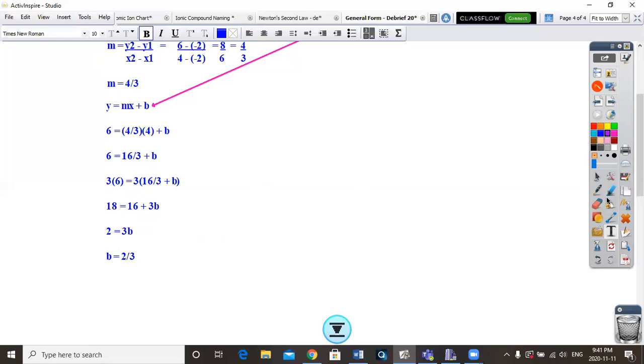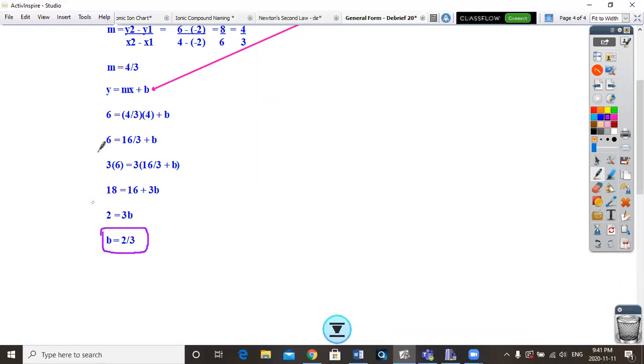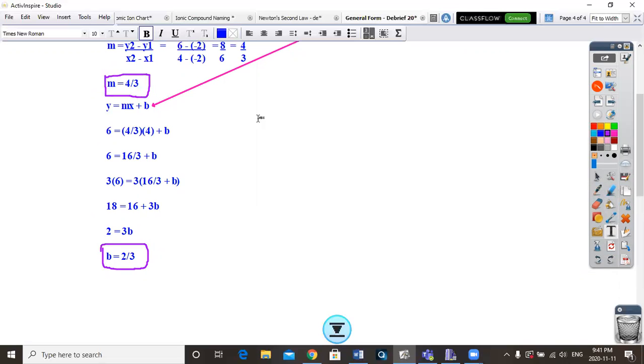So we have our b value, which is 2/3, and we have our m, which is 4/3. So I'll do this over here, so I'm not going down too far. Let's do it in a different color. Okay, so y equals mx plus b. Substitute our m and b. So y equals m, which is 4/3, x plus b, which is 2/3.